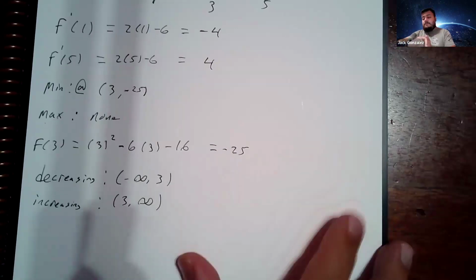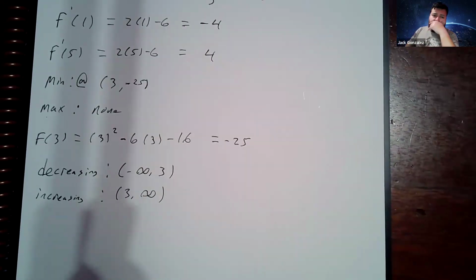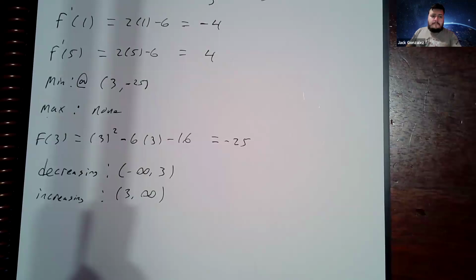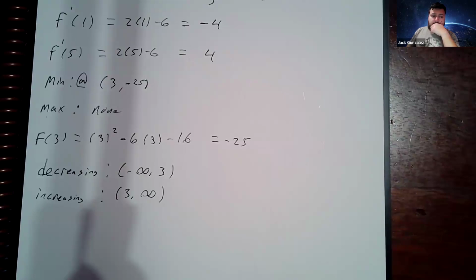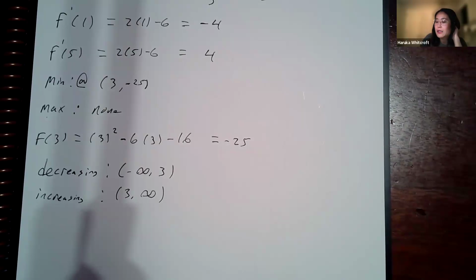Does that make sense? Could you say it again, please? Yeah, here, let me graph this so you can see it, and then we'll say it one more time. X squared minus 6x minus 16. I'm confusing decreasing as minus infinity and 3.